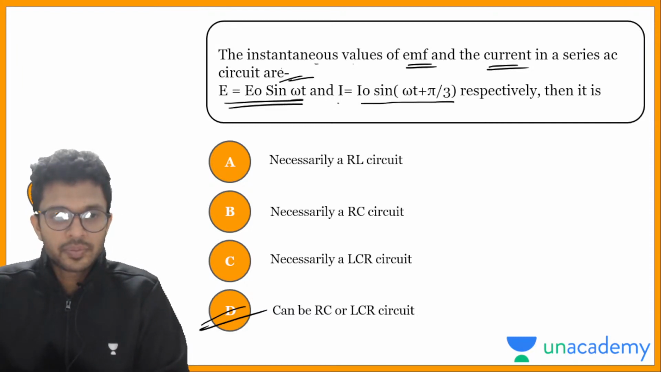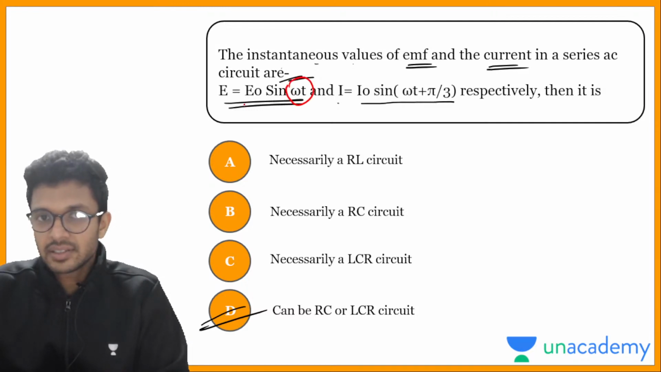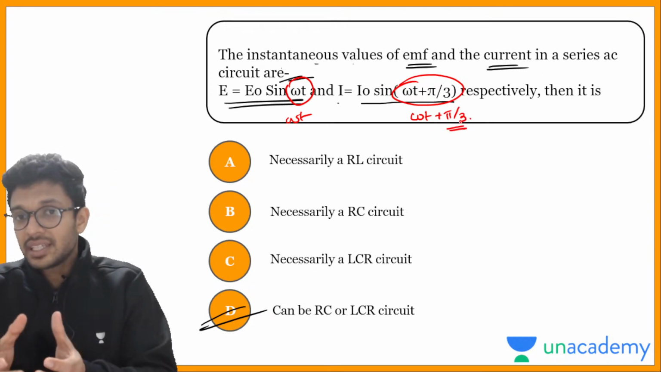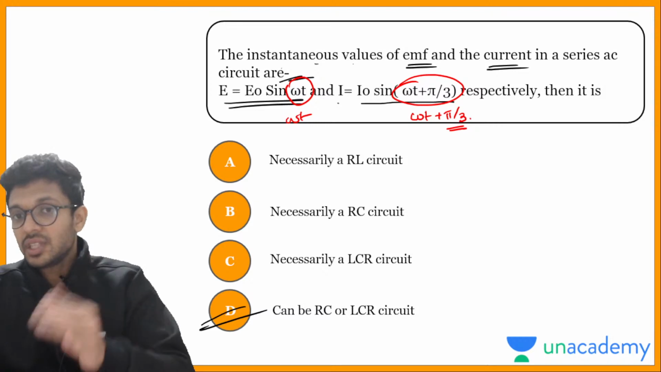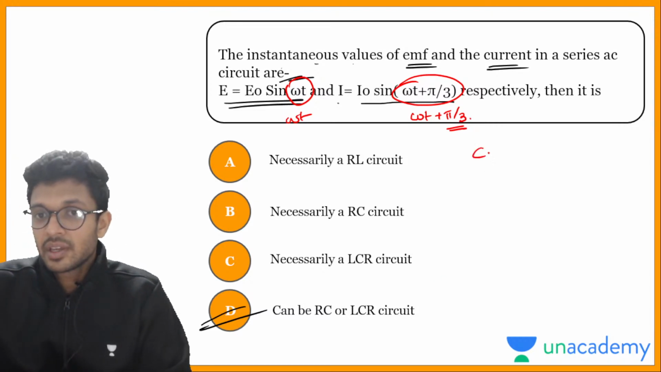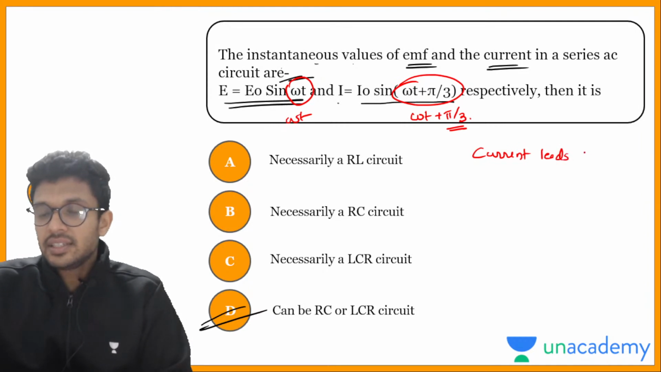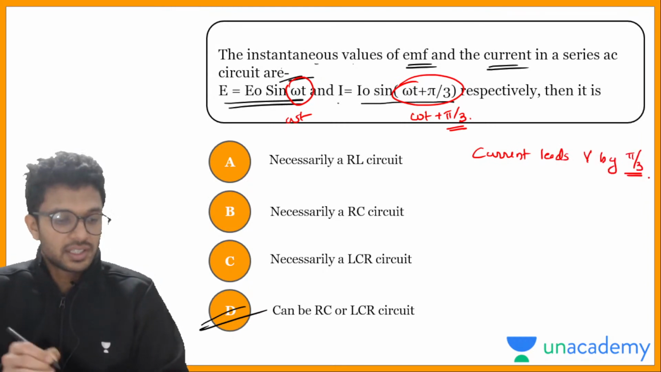Bachcha log, look into the phases. Phases means angles. The angle of EMF is omega t, that is the phase. The phase of current is omega t plus pi by 3. That means you can see an extra pi by 3 or 60 degrees associated with the current. That means the current leads voltage by pi by 3 or 60 degrees.